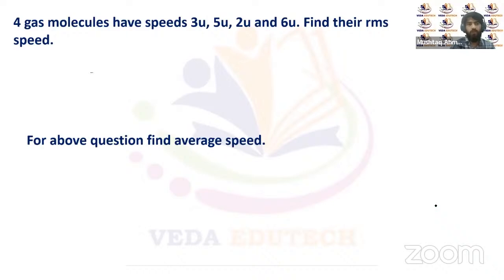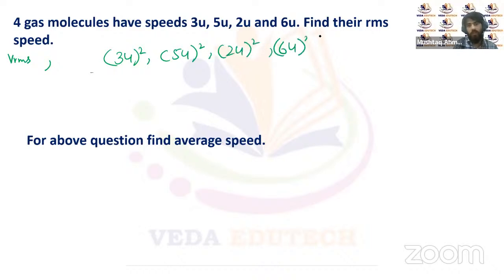Now you can see here four gas molecules have speeds 3u, 5u, 2u, and 6u. Find their RMS speed. We have to find VRMS. First of all, we'll square their speeds. That will be 3u square, then 5u square, 2u square, and 6u square. Now we'll take the mean of the squares of the speeds. We call it the mean square speed.